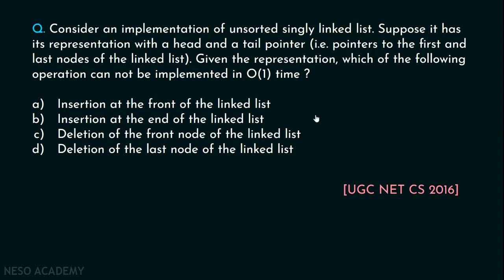These are the operations which are available with us. We need to identify which of these operations cannot be implemented in order of one time. This question has been asked in UGC NET CS 2016. I would advise you to pause the video for a while and try to answer this question on your own. I hope you're done. Okay, let's move on to the solution.